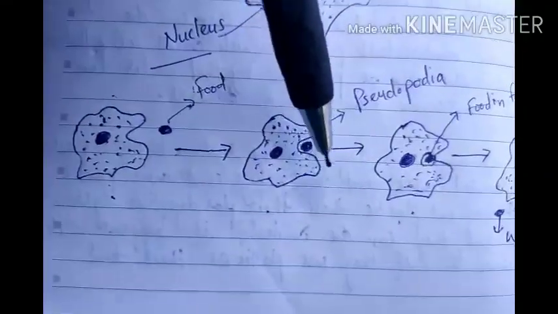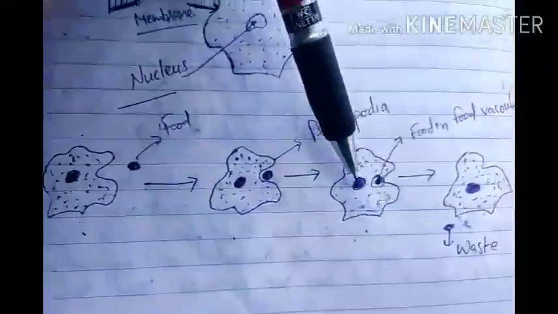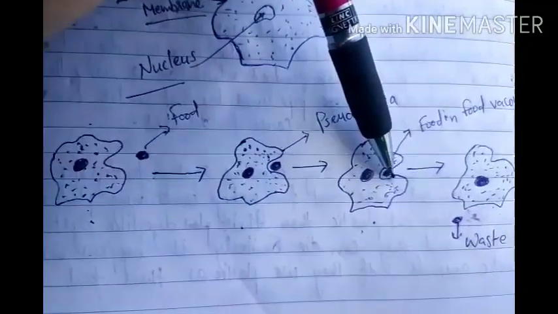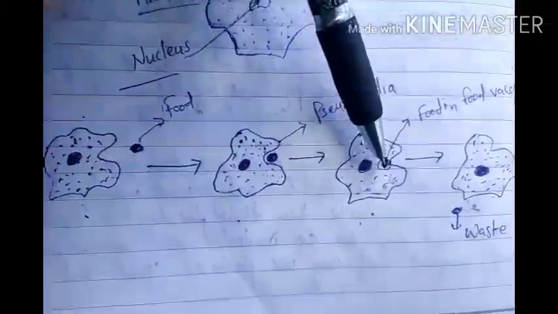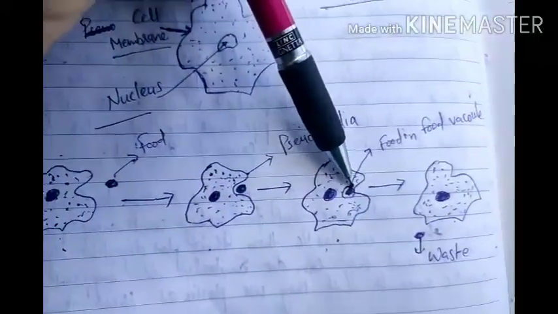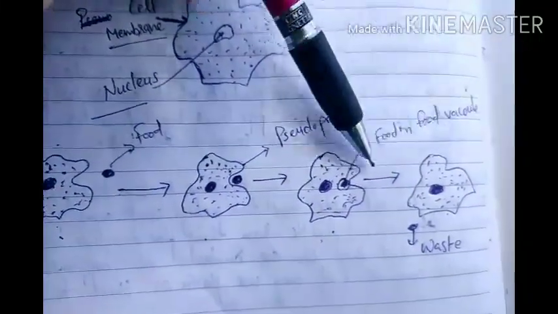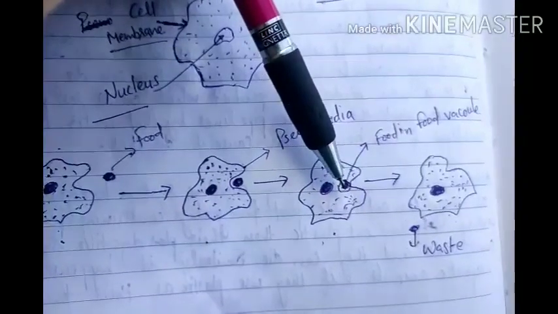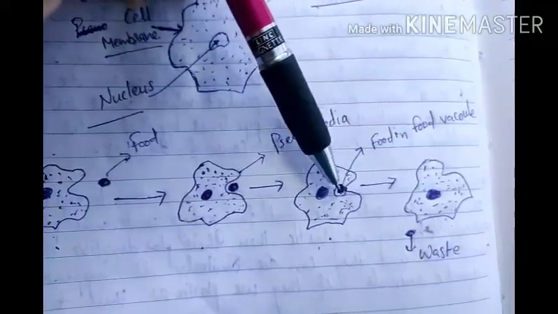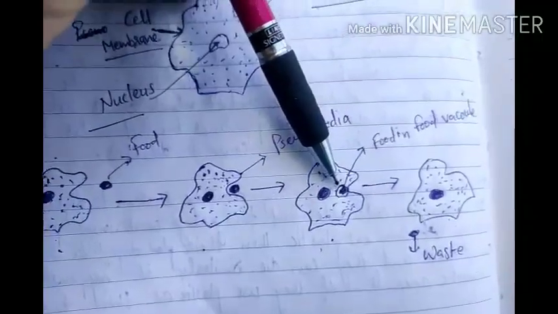After that, when it catches the food, it enters the food inside itself. Then the food can enter inside the amoeba. When food enters inside the amoeba, that is called a food vacuole. Vacuole means an empty space. So food is present in the food vacuole of the amoeba. So food is taken by pseudopodia and then it enters the food vacuole of the amoeba.